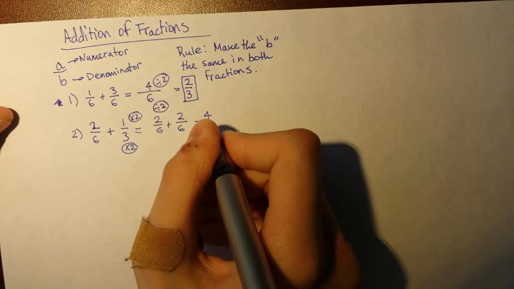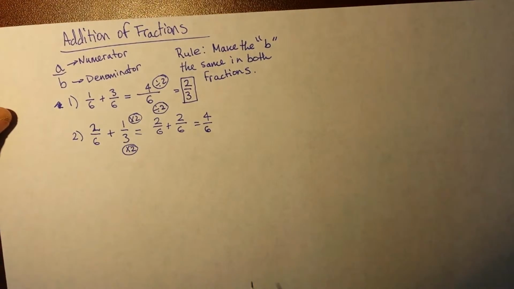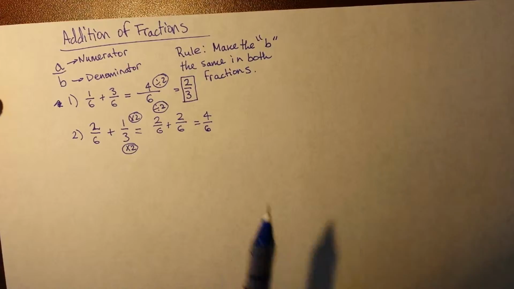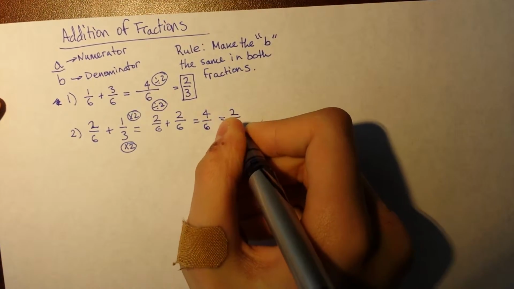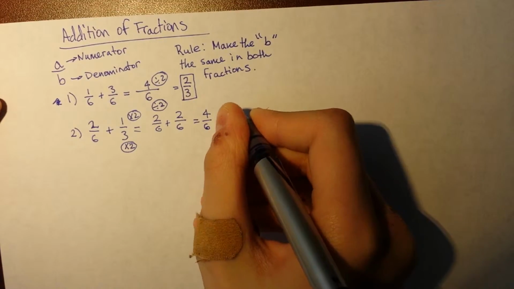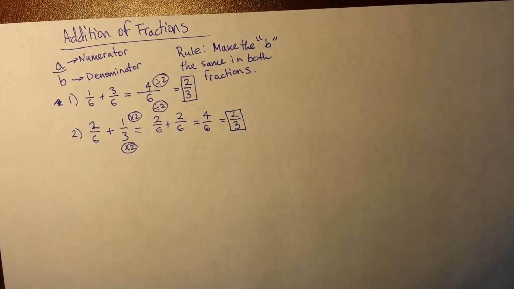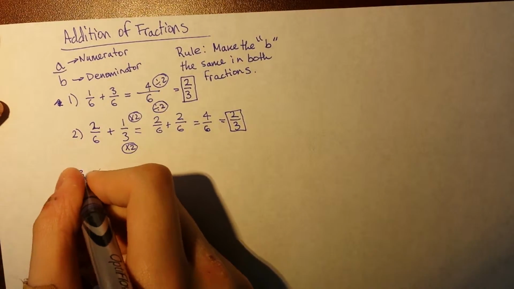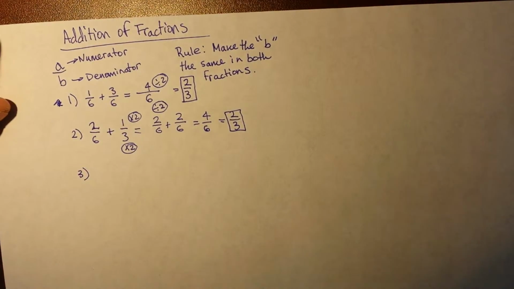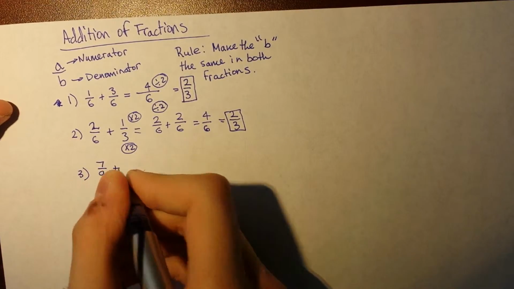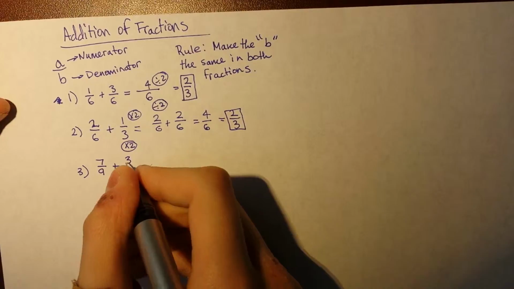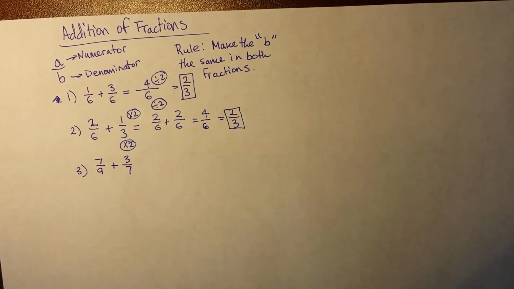Our answer is 4 over 6. Actually, it's funny, just like in the first one. And we simplify it to get 2 over 3. And this will be, ladies and gentlemen, our simplified answer. Let us continue. Let us continue to the path of success. So we have 7 over 9 plus 3 over 7. And now you may be panicking.